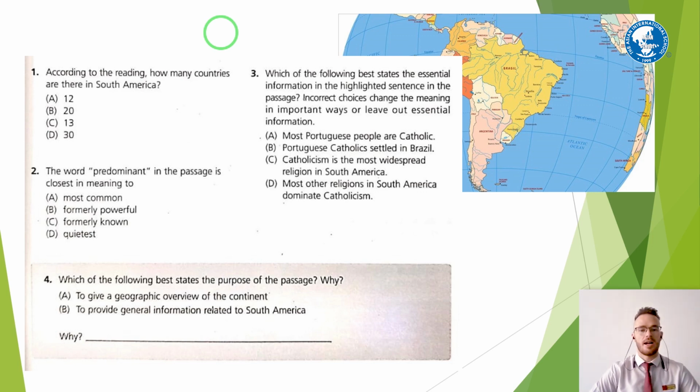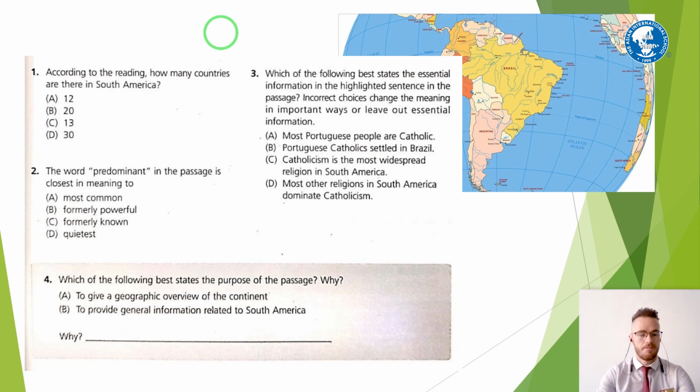Question 3, you have 4 sentences. Which of them best states the essential information in the highlighted sentence within the passage? Was it A, that most Portuguese people are Catholic? Was it B, that Portuguese Catholics are settled in Brazil? Was it C, that Catholicism is the most widespread religion in South America? Or was it D, that most other religions in South America dominate Catholicism? The correct answer there would have been C. Catholicism is the most widespread religion in South America.